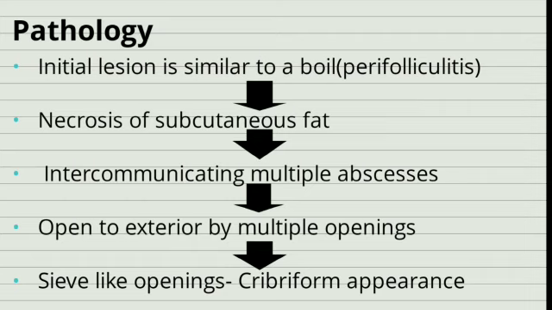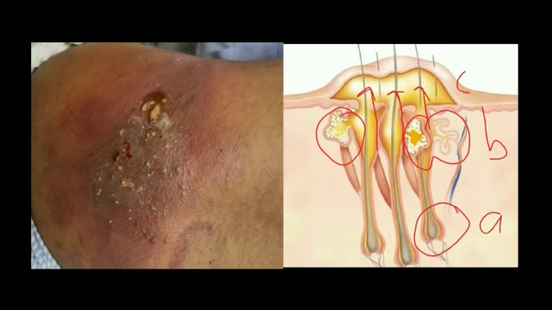You'll understand better from the picture. There is folliculitis, perifolliculitis, that is inflammation around the hair follicle. So that will look like a bump or a boil in the initial stage. Then there is subcutaneous fat necrosis, named B. B is necrosis of subcutaneous fat. And then see the arrows, you can see multiple openings. These are multiple abscesses that are opening to the outside, giving a cribriform appearance. You can understand the cribriform appearance in the first picture. Multiple pus-filled small openings, you can see these are forming a cribriform pattern.